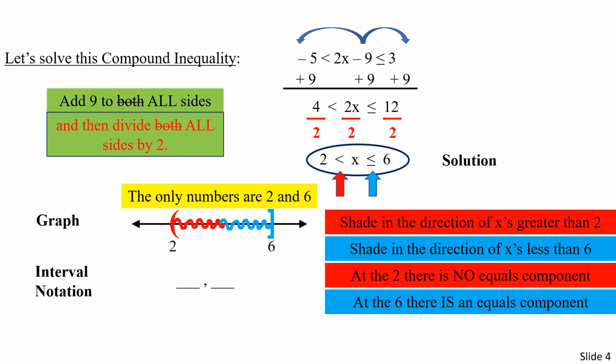Well, the left edge of the shaded area is 2. The right edge of the shaded area is 6. On the graph at the 2, I have a parentheses. On the graph at the 6, I have a bracket. And therefore, that is interval notation. So I solved it, I graphed it, and I wrote the interval notation.